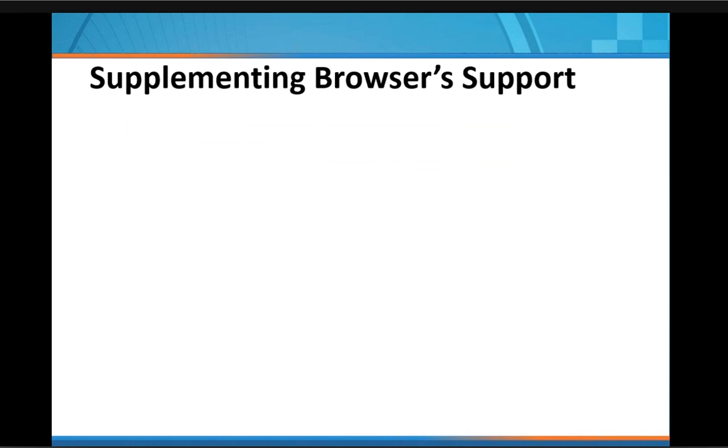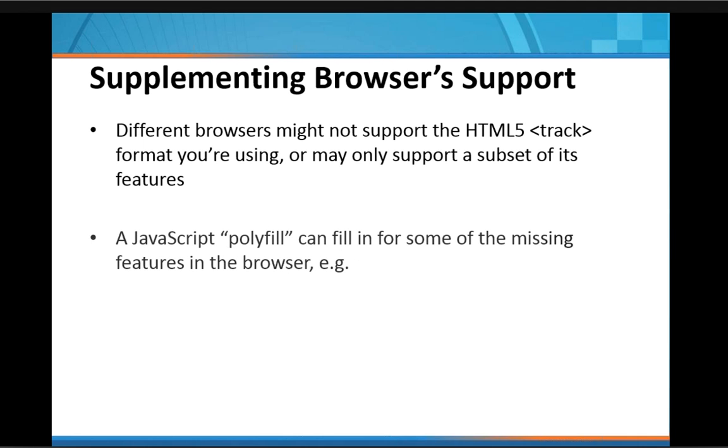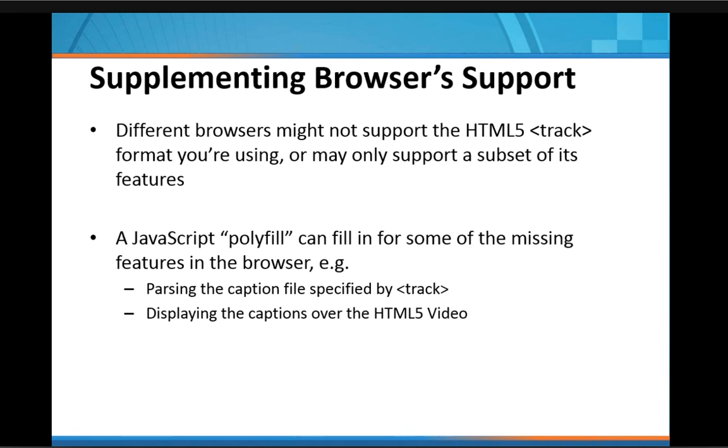So, what a lot of groups want to do is to supplement the browser's support. A lot of browsers don't natively support every format that you want to support. So what you can do is something called a JavaScript polyfill. This is some JavaScript code that runs on the site that takes the place of any missing features in the browser. So you could have some JavaScript that parses that particular kind of caption file and displays the captions over the video. And that solves a lot of the problems.